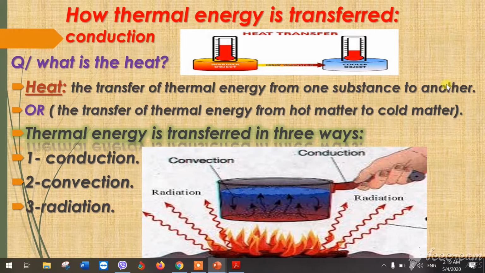Heat: the transfer of thermal energy from one substance to another, or the transfer of thermal energy from hot matter to cold matter. Heat: the transfer of thermal energy from one substance to another substance. The transfer of thermal energy from hot matter to cold matter.